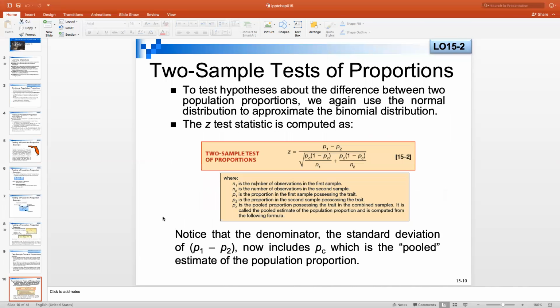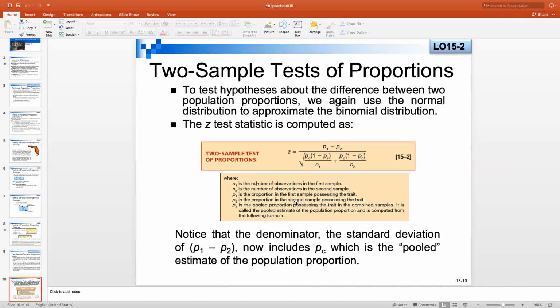When we look at those 2 samples, we're going to have another z, a computed z, that we're going to need to compare to a critical z. And so this is going to be our new computed z right here. Now the logic of the p stays the same. It's the proportion in the sample possessing the trait. Now it says sub 1 or p1, and so now we're saying the first sample. And of course, p2 is the second sample.